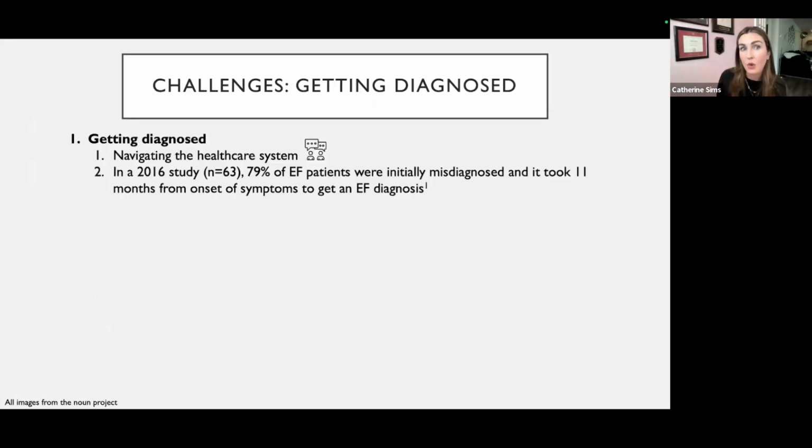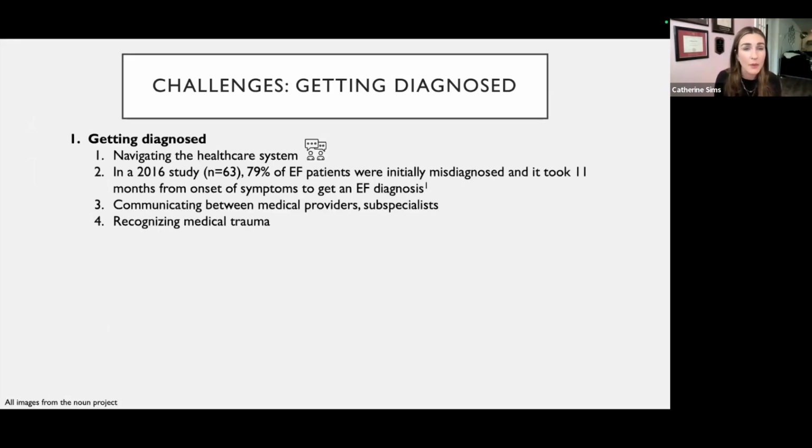So let's round out with challenges. And you all know this better than I do. I just see it from the doctor's perspective and observing this when I talk with patients and hear their journeys. Getting diagnosed is a challenge in and of itself. And I can't imagine the internal turmoil, the anxiety that so much of this may cause. And this has really become something we've labeled as medical trauma.